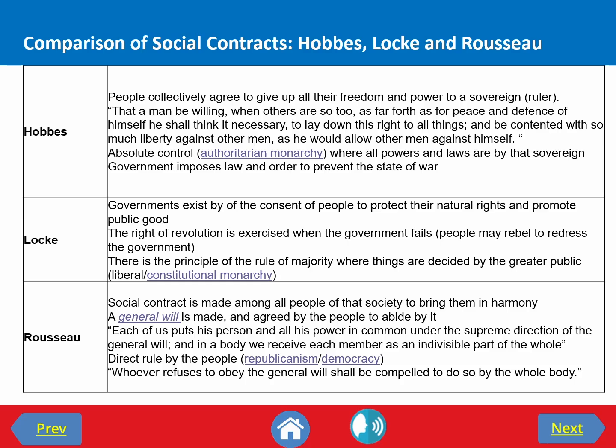This view would be closer to direct rule by the people, as seen through the eyes of liberal republicanism or even direct democracy. But remember, he also said that whoever refuses to obey the general will shall be compelled to do so by the whole body. So there was still room for limited government and the rule of law, even in Rousseau's more liberal interpretation of the social contract.